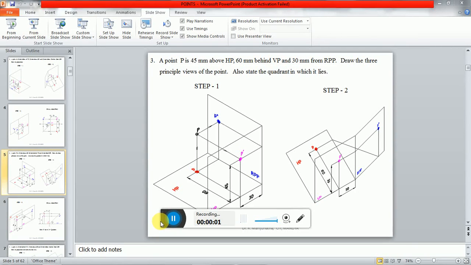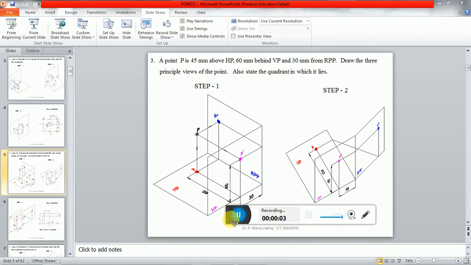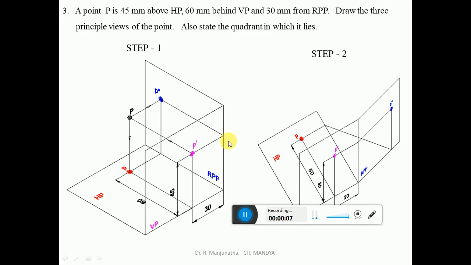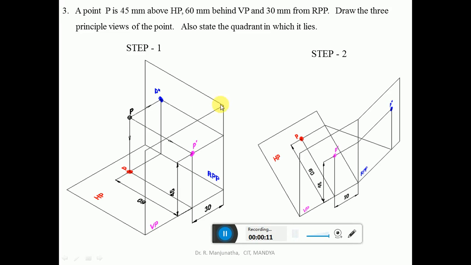Now, a point capital P is 45 mm above HP, 60 mm behind VP, and 30 mm from RPP. Draw the three principal views of the point. Also state the quadrant in which it lies.